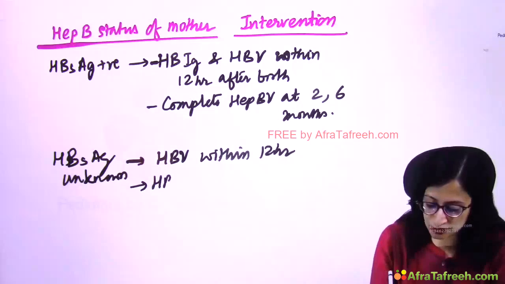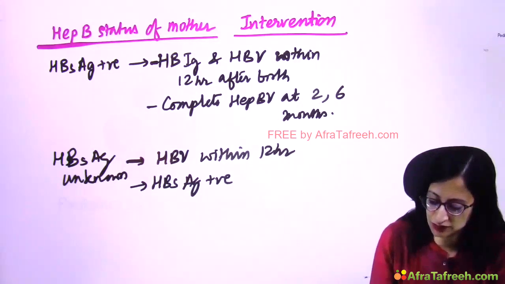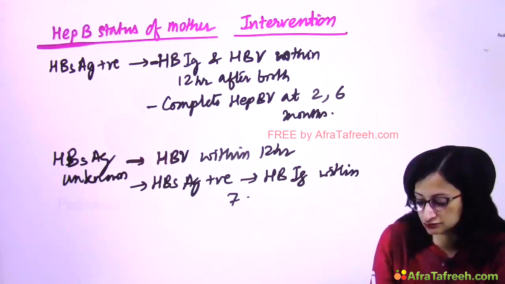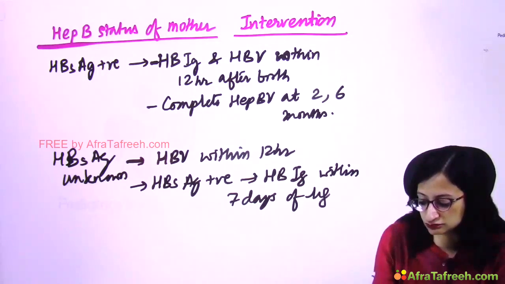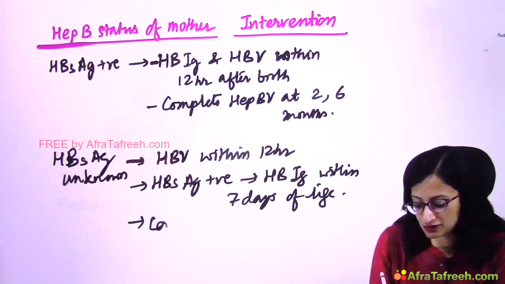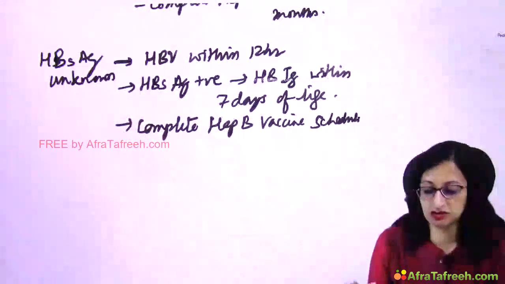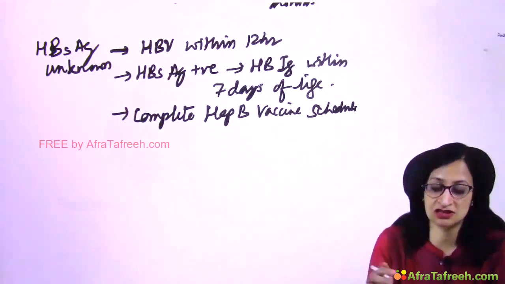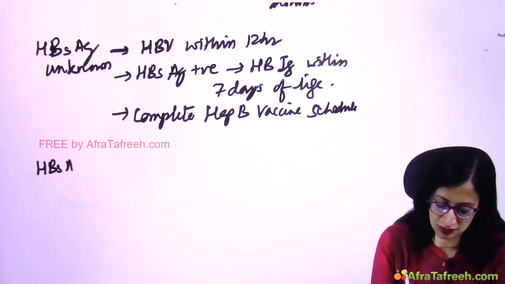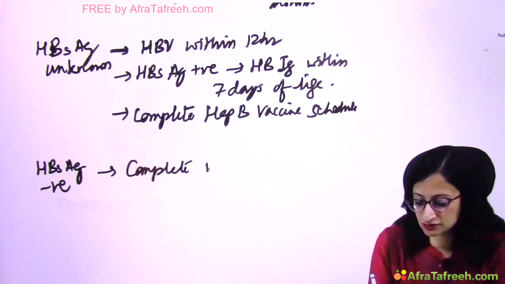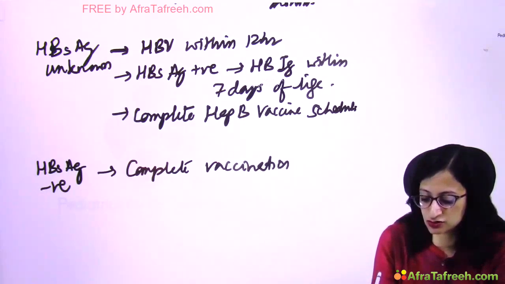If it comes out to be positive, then we can give hepatitis B immunoglobulin within 7 days of life. Okay, and complete the hepatitis B vaccination schedule at 2 months and 6 months. While if the mother is HBsAg negative, then you need not do anything separately. Just give the complete vaccination series including the dose at birth.